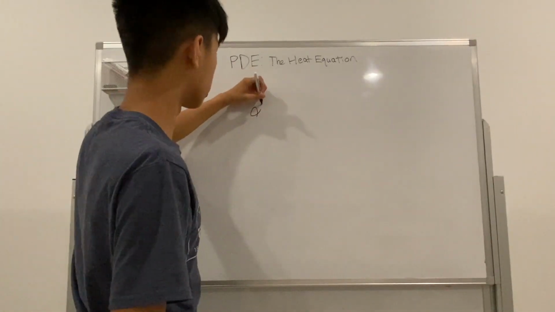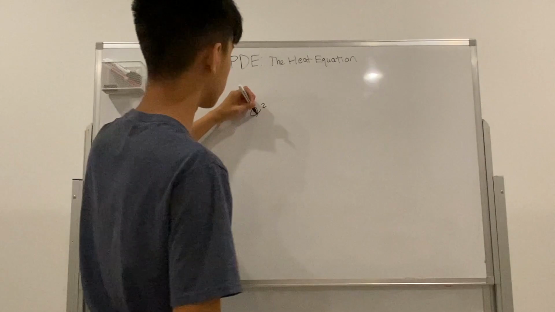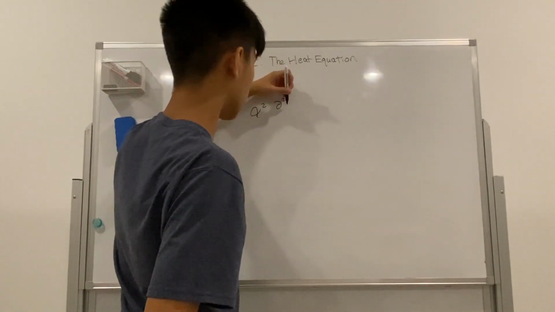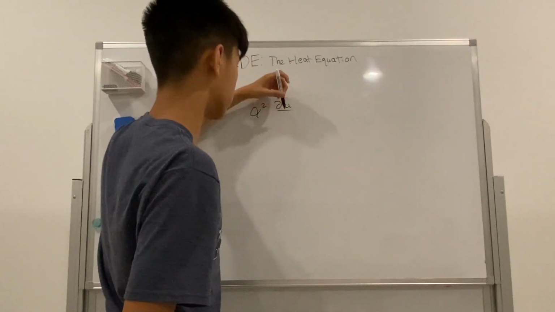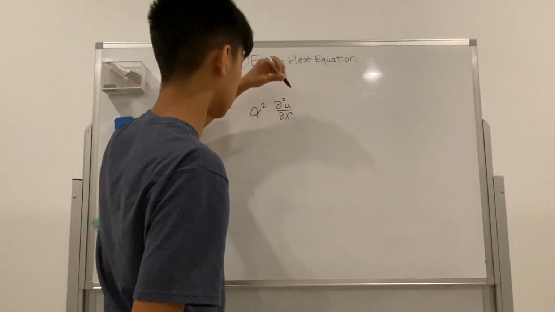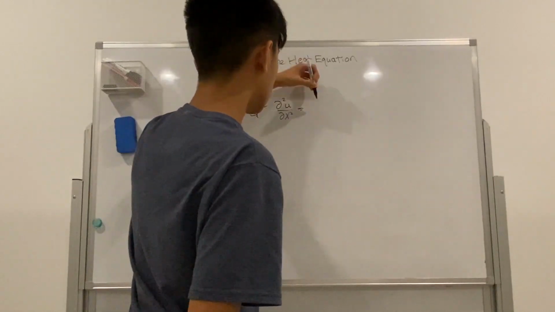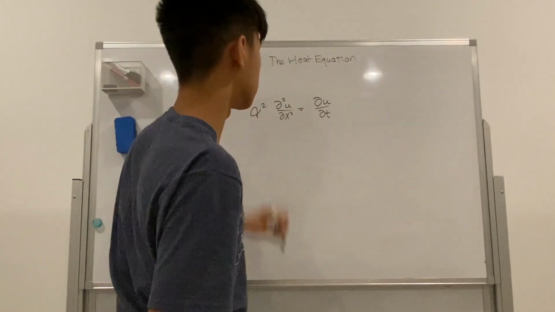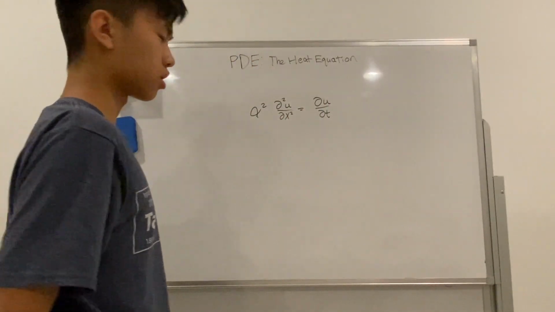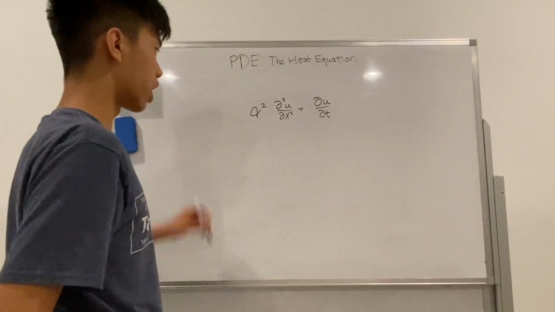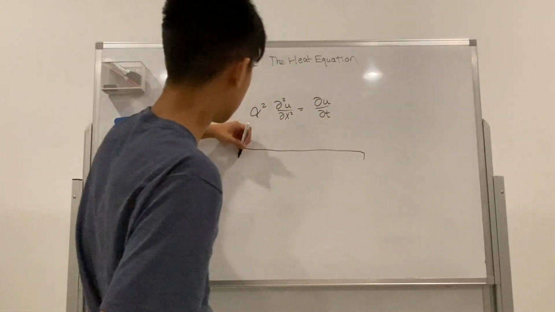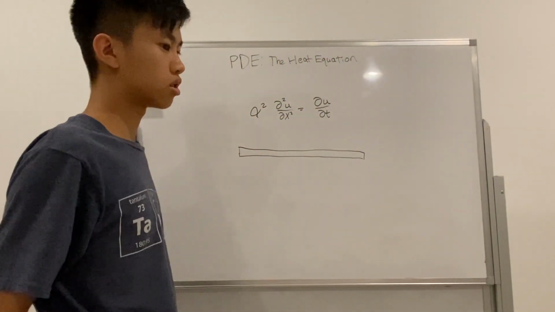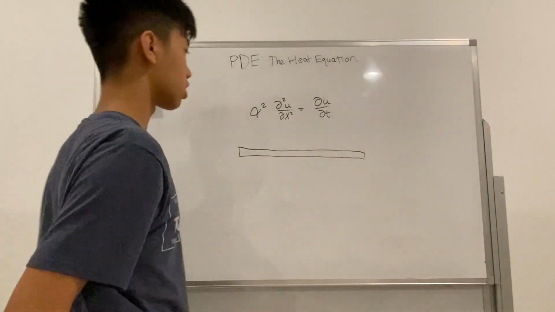So the partial differential equation in question is alpha squared times the second partial of u with respect to x, where u is our solution to the differential equation, equal to the first partial of u with respect to t. So u is basically going to be our temperature distribution throughout a one-dimensional rod. Maybe later we'll cover two-dimensional slabs, but for now we'll just cover one-dimensional bars.